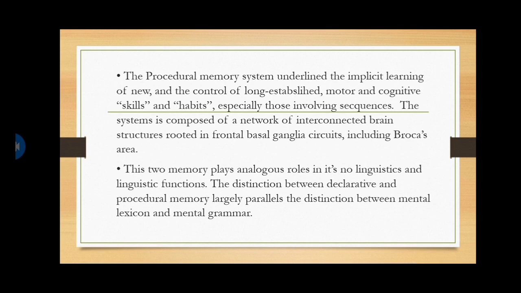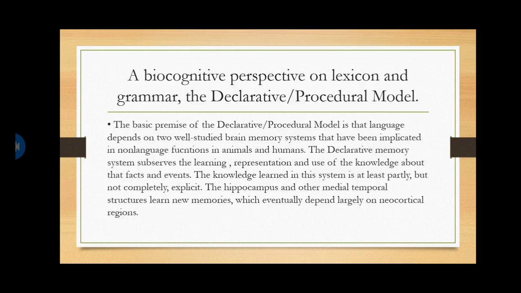underlies the implicit learning of new, and the control of long-established, motor and cognitive skills and habits, especially those involving sequences. It is also less accessible to conscious awareness and enables gradual learning of habits and skills, including sequencing, navigation, and probabilistic categorization. Okay, let's come back in here first. The declarative memory is also called explicit learning, while the procedural is called implicit learning.